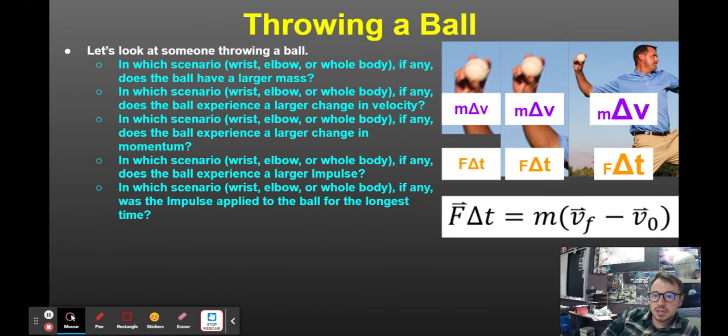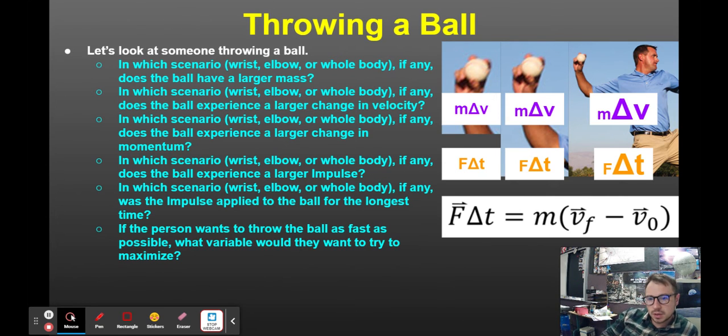In which scenario was the impulse applied the longest amount of time? So it's going to be the whole body, right? And that should say force. Was the force applied for the longest time? And if this person wants to throw the ball as fast as possible, what variable would they want to try to maximize? Well, yes, they want to try to maximize the force that's applied to the ball.